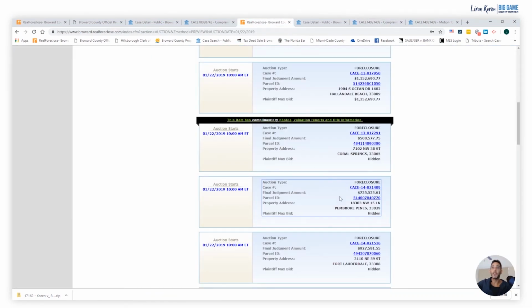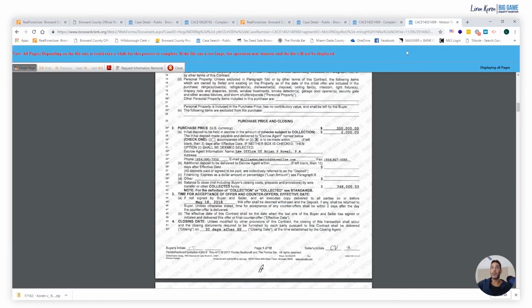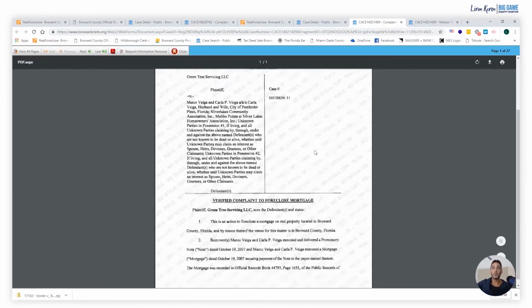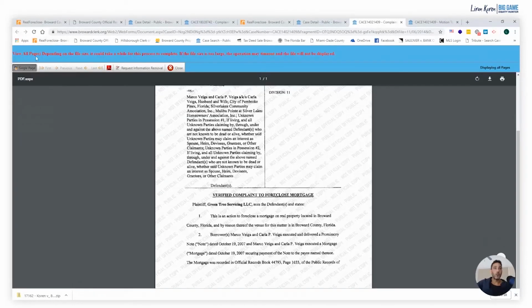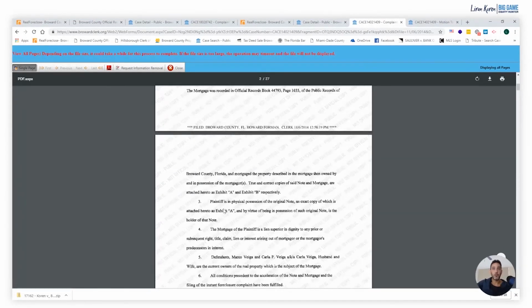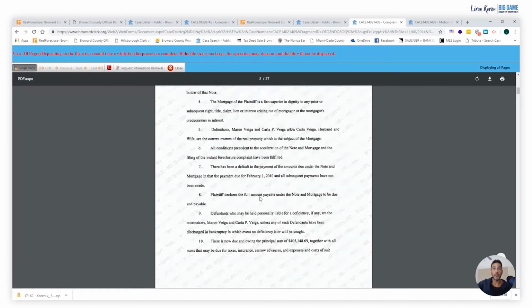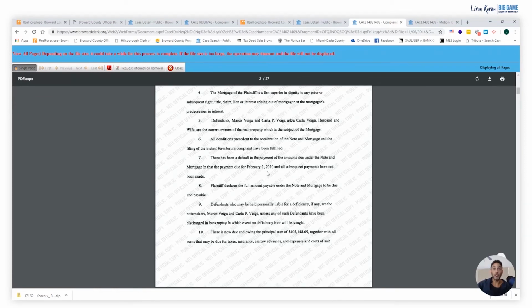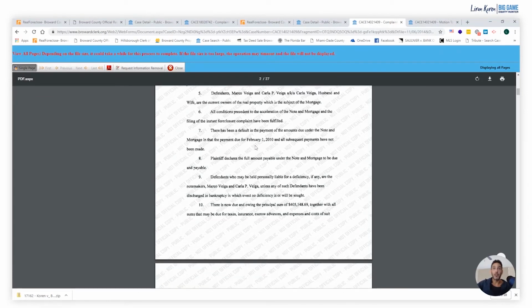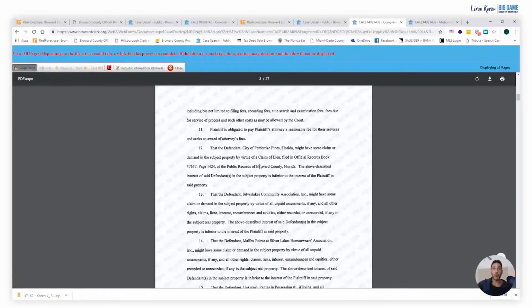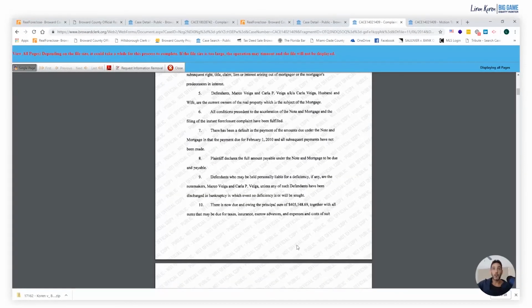Remember, the judgment is $735,000, and let's see what happened. I'm going to show all pages. So I'm going to go back. I'm going to find that paragraph that shows that the loan has been in default since February 1st, 2010. That's really a long case. The amount due is $405,000. Here you go.